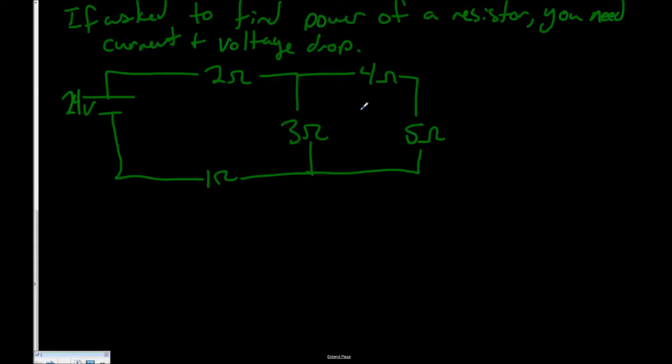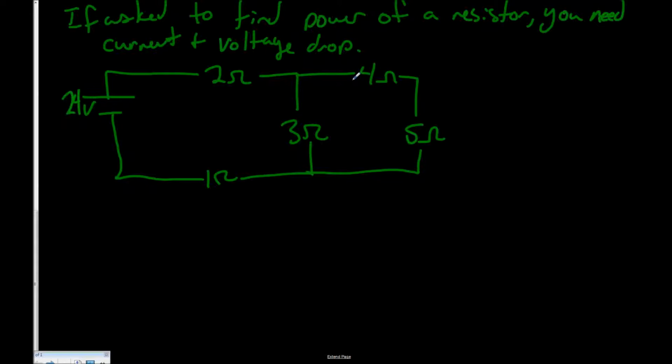Okay, so there's a bit of a circuit, and I think what we should do is deconstruct it down to its equivalent resistance and then work back up. So what should I do first here, do you think? What would be my first step?